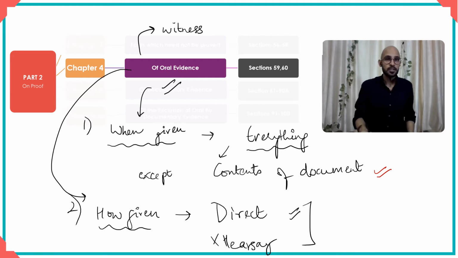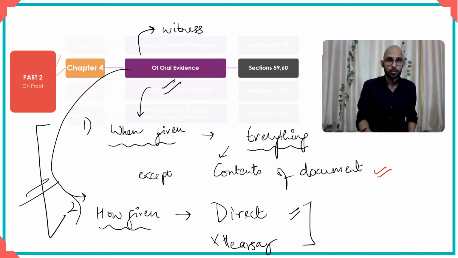So these two things are the rules that you need to know about oral evidence, which are contained in chapter number 4. And with this, you get a fair idea of what is contained in chapter number 4. We can go ahead now to chapter number 5.